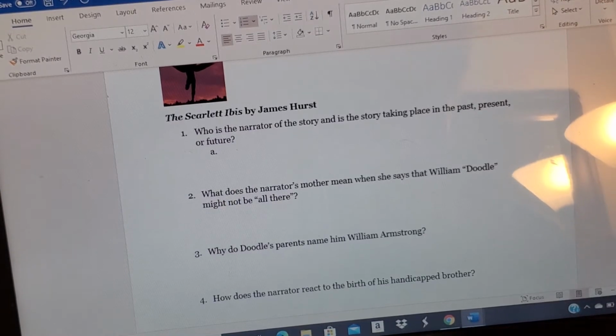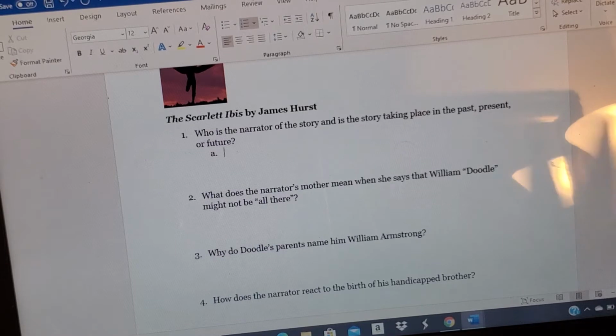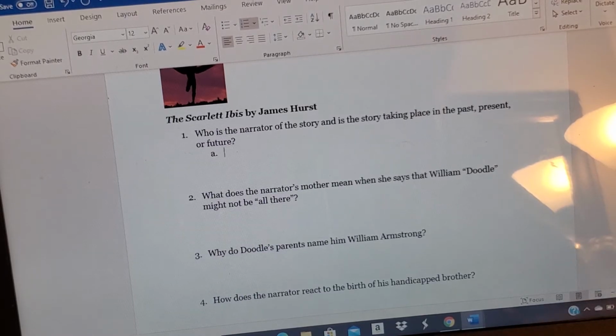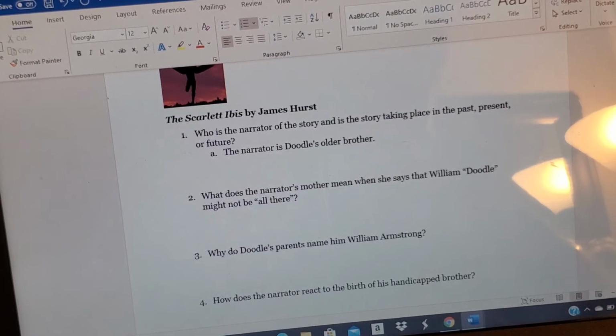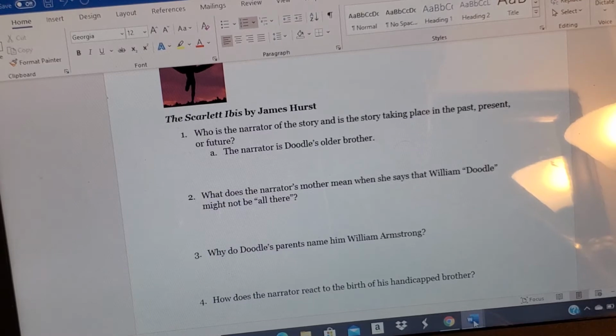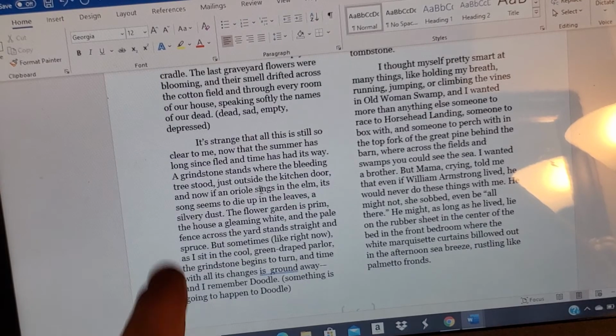So, who is the narrator of the story, and is the story taking place in the past, the present, or the future? Well, we know the narrator is Doodle's older brother. Now, how do we know if it's taking place in the past, the present, or the future? Well, let's look. Right here.